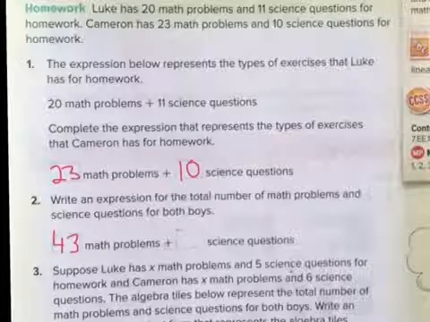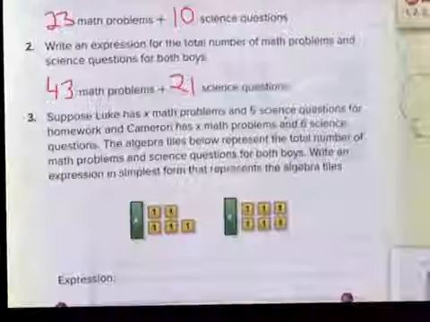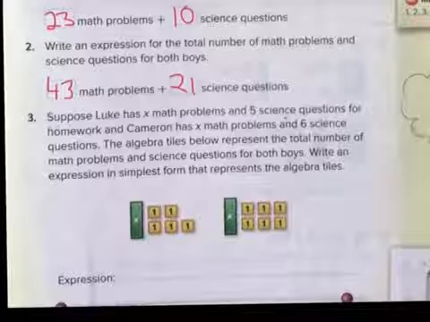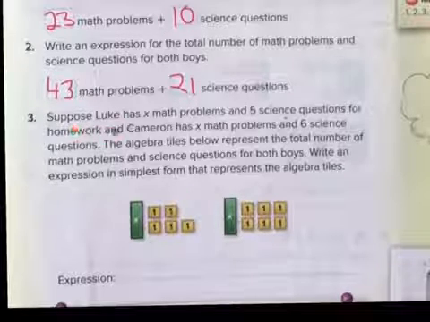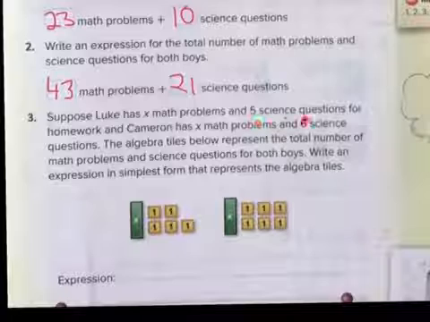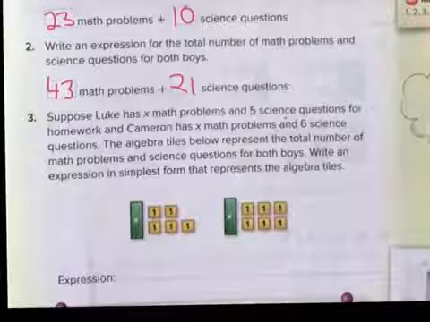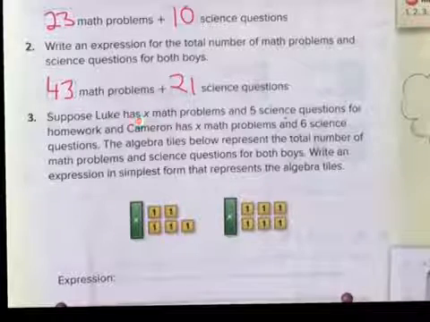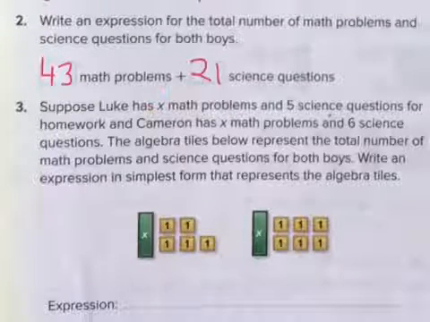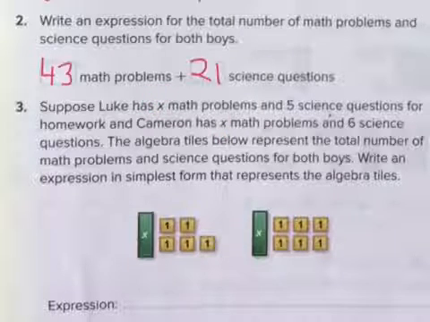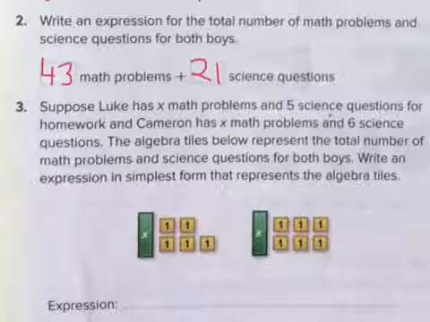That's 21 science questions. Now here's where we start to talk about linear expressions and, algebraically speaking, using variables. Suppose Luke has x math problems and 5 science questions for homework, and Cameron has x math problems. Notice how we're using x, meaning we don't know how much they actually have. We don't know the actual value, so we use x, and then we use x again for Cameron's math problems. Since we're using the same letter, the same variable, we're saying that they both have the same amount of math problems.